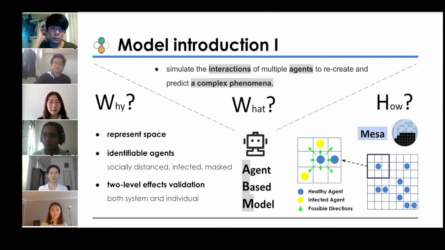And we used a library called Mesa in Python, which has a bunch of grids and schedulers, which helps us work with time steps. And the grid we used here allows multiple agents in one cell. So next we have more details about the model and the moving patterns we used.